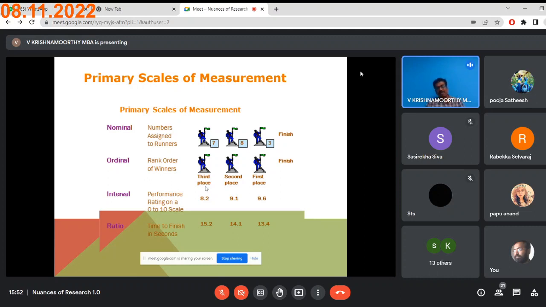Similarly, ratio scale. What is ratio? When one piece of information is expressed in terms of another piece of information, it is said to be ratio scale. Here, I would like to emphasize only one point. If you take your questionnaire, your questionnaire consists of three important components. One is demographic profile, another one is independent variable, another one is dependent variable. Let's take demographic profile. You can have nominal and ordinal scale in the demographic profile of the respondent.